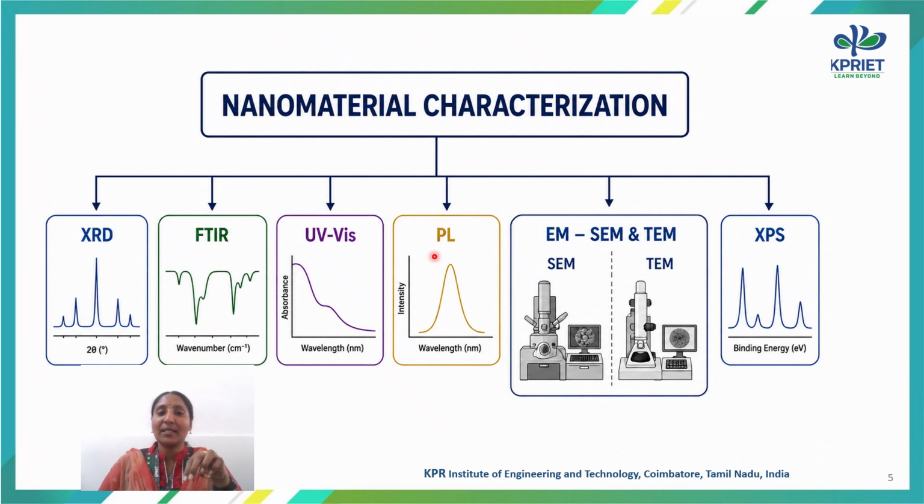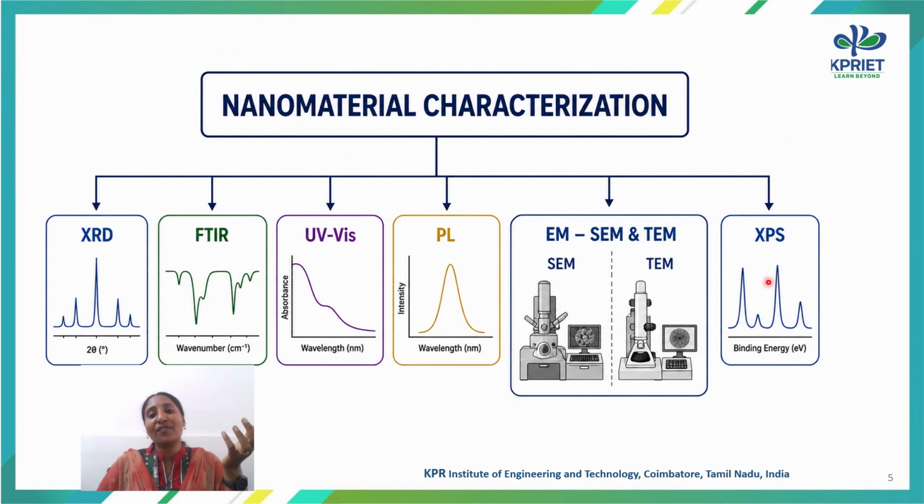And next one is PL, that is photoluminescence spectroscopy. It gives information about the emission property of the material. We use it when studying defects, recombination of charge carriers, or luminescence behavior. Next one is electron microscopy, that is SEM, scanning electron microscopy, and TEM, transmission electron microscopy. Both are used to observe the surface morphology, particle size, and agglomeration of the particles. TEM gives internal information with very high resolution.